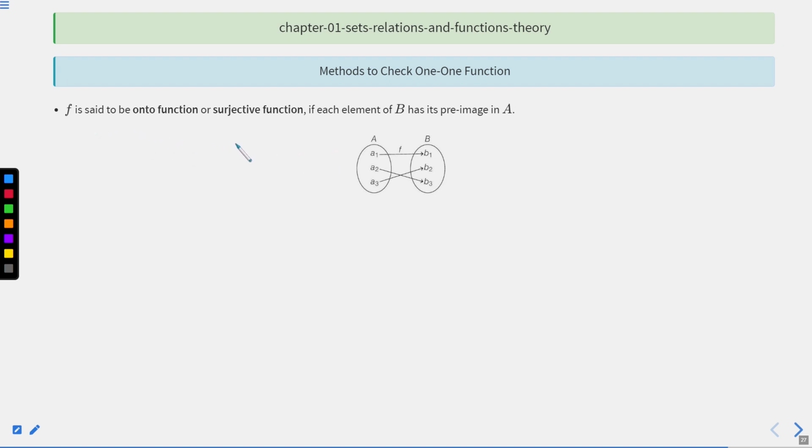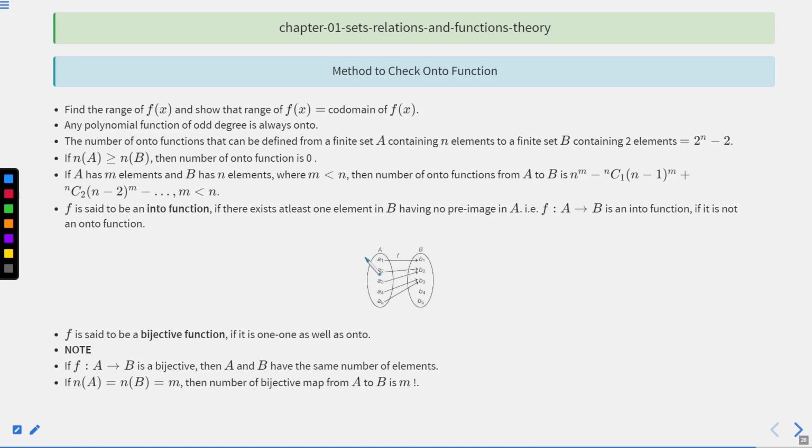f is said to be an onto function or surjective function if each element of B has its pre-image in A. Right, so if each element of B has its pre-image in A, then it is called an onto function or surjective function. Now there are methods to check an onto function. Find the range of f(x) and show that the range is equal to the codomain of f(x). Right. If range equals codomain, then it is called an onto function.